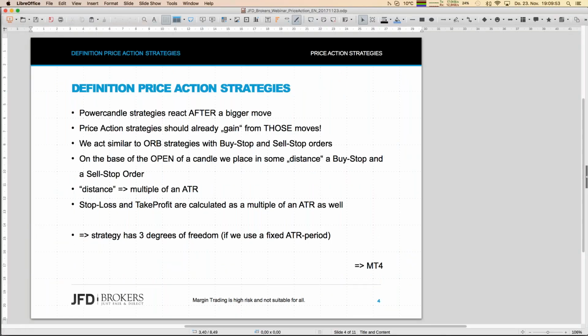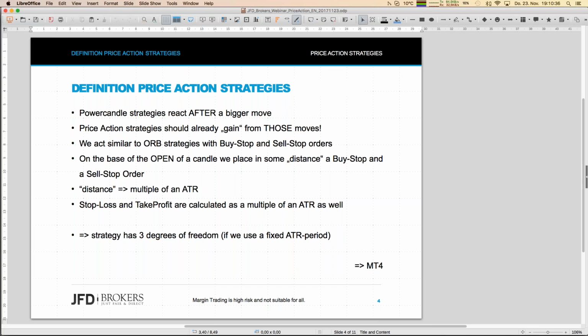You might remember that we have had already one strategy dealing with big movements, and that was the power candle strategy. But that power candle strategy reacts after a big move. You might remember we realized that whenever we have such huge candles, so-called power candles, then we derived some typical movement after the occurrence of such a big candle. But that is after. The price action strategy now should already gain from exactly those moves.